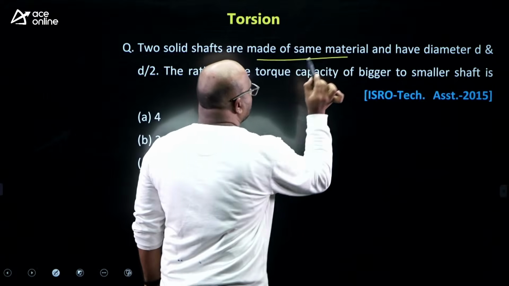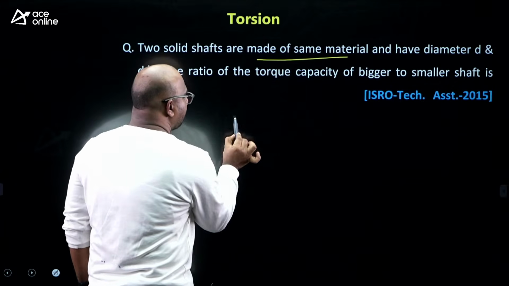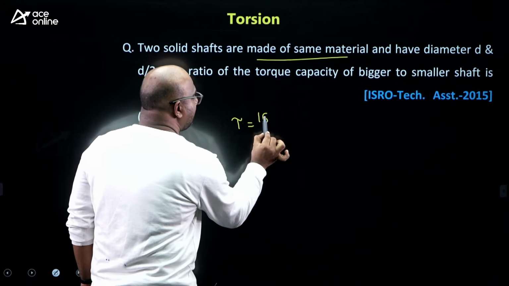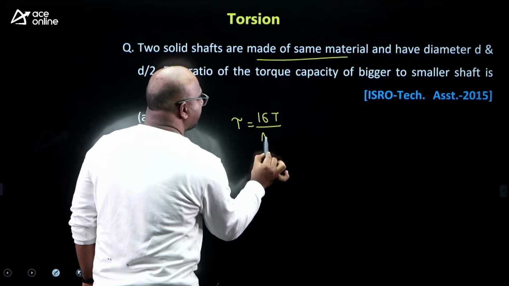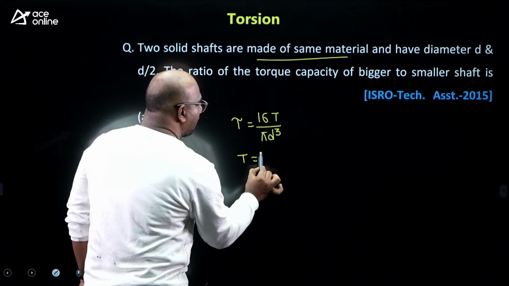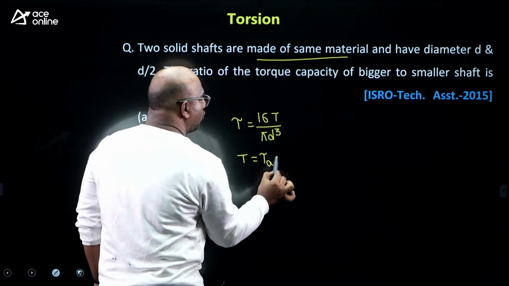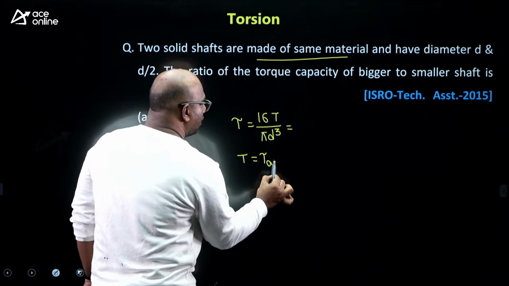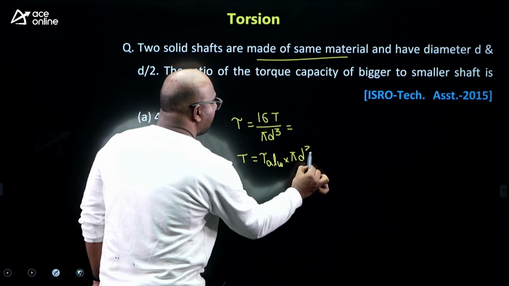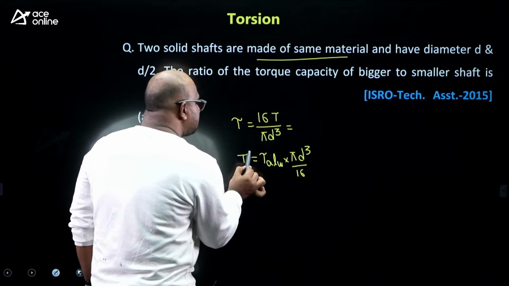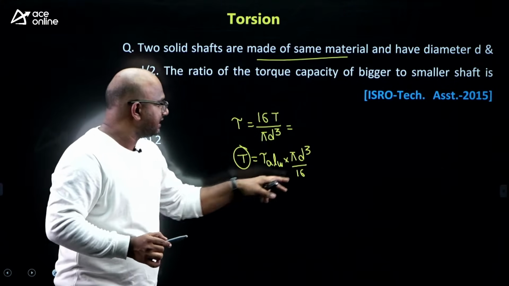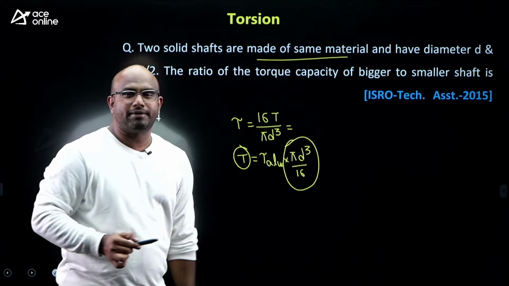Made of the same material. What is the formula generally, sir? You know this one, guys. Generally, tau allowable equals 16T by pi d cube. Here I can write torque equals tau allowable, the material property is the same, into pi d cube by 16 itself. This is called exactly the twisting resistance. This is called the polar section modulus, pi d cube by 16.